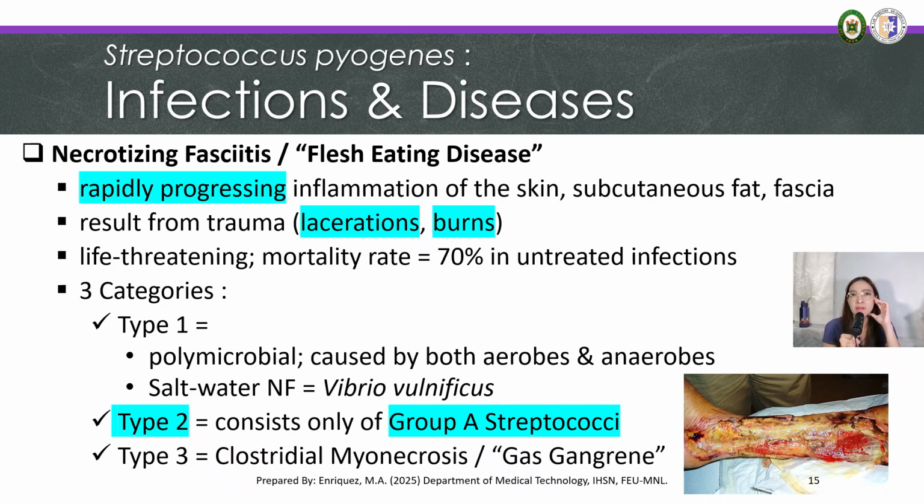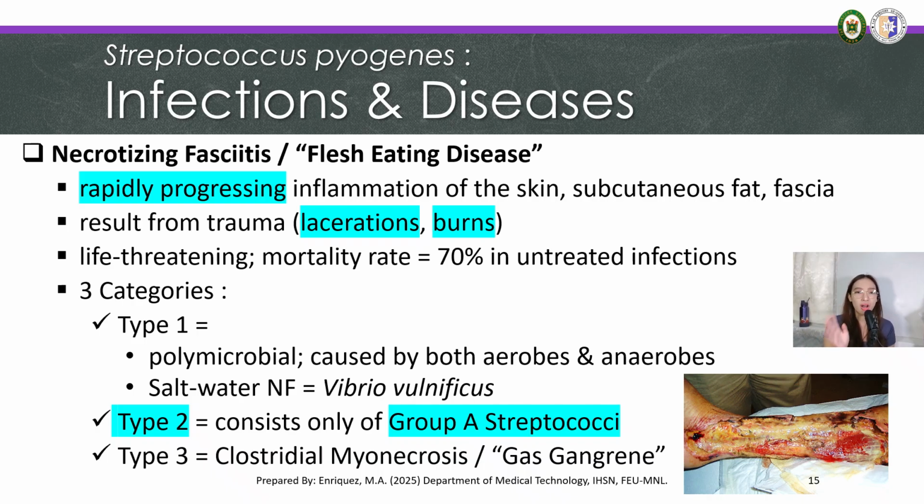When we say debridement, this is surgically removing the necrotic areas. So ayun po, again, that's our keyword. Yun yung mahalagang term na kailangan natin tandaan. It's rapidly progressing. This usually results from physical trauma such as lacerations or burns. So yung mga burn victims po, they are at high risk of eventually developing necrotizing fasciitis. Now, depending on which organisms have been cultured when samples have been collected, necrotizing fasciitis may be categorized as type 1, type 2, or type 3.